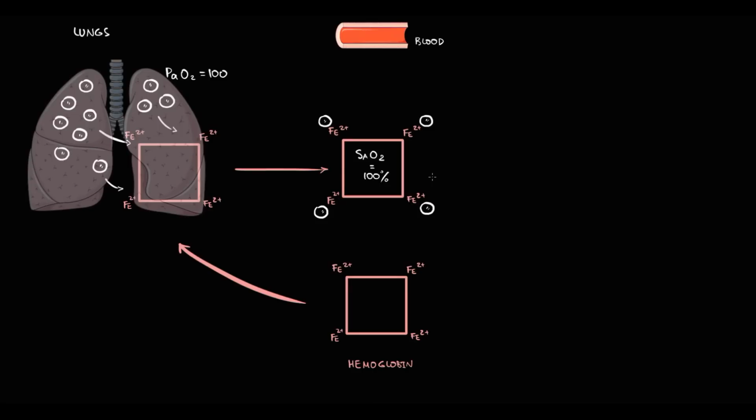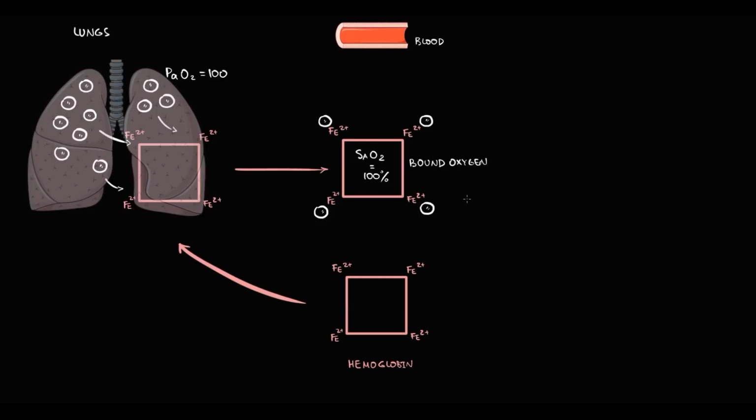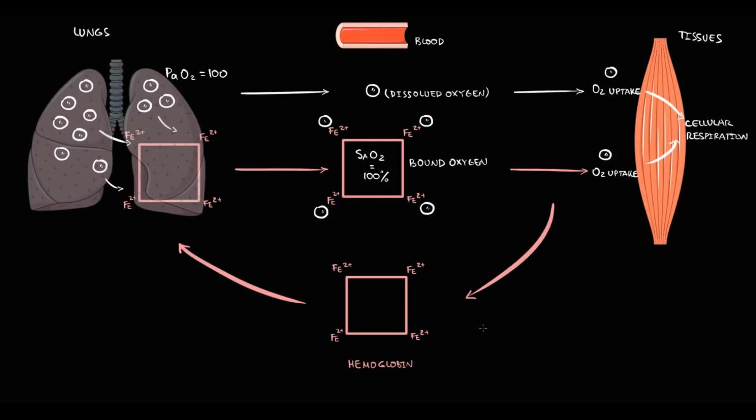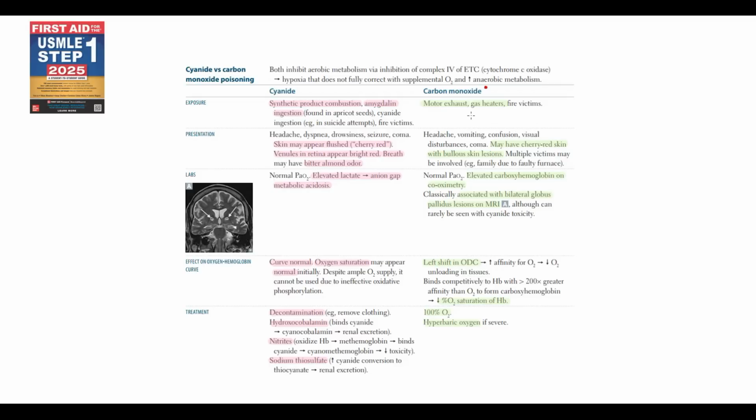The oxygen which is located in our blood in the hemoglobin-bound form, we call bound oxygen, and it's a major fraction of oxygen in our blood. In contrast to this, we also have free or so-called dissolved oxygen, which is a minor fraction. Both bound and dissolved oxygen go into the tissues where they participate in cellular respiration. The classic scenarios of carbon monoxide poisoning are car exhaust in closed garages, gas heaters, generators, and home fires.